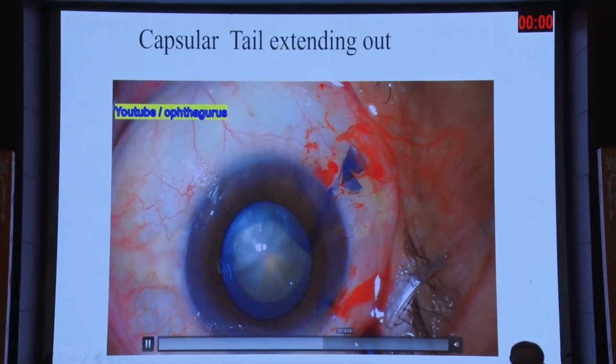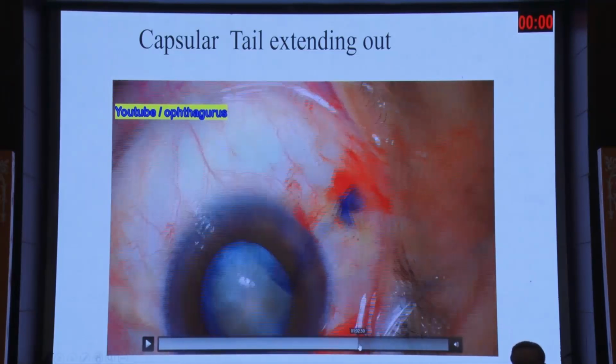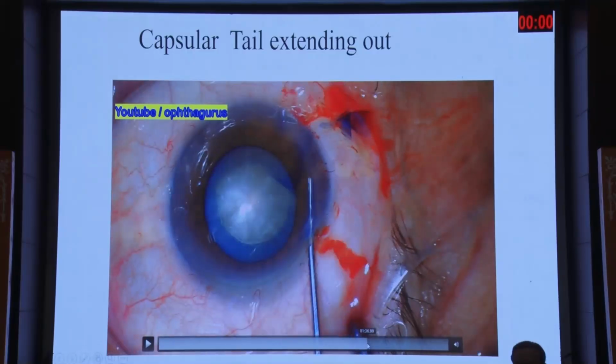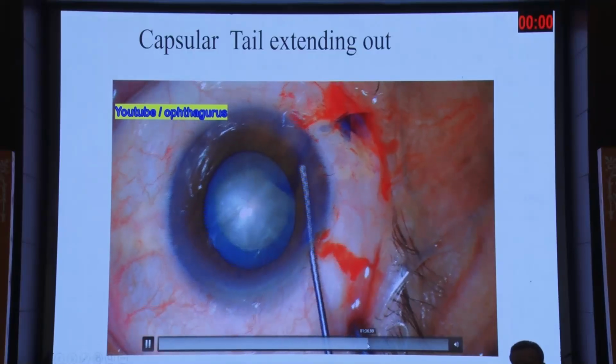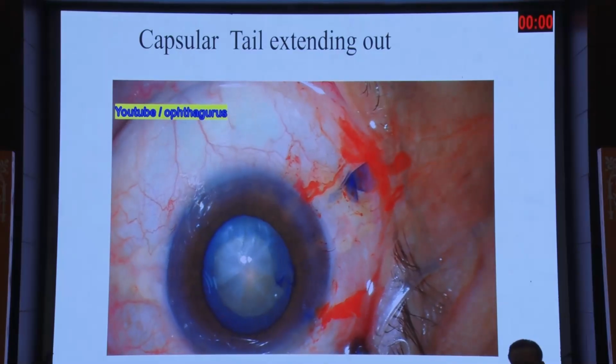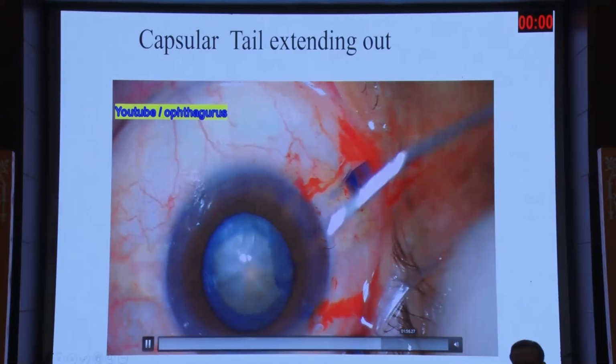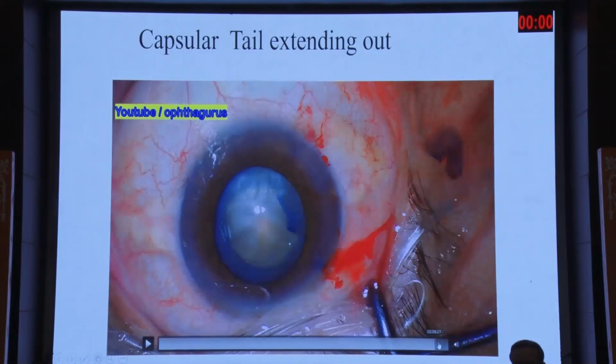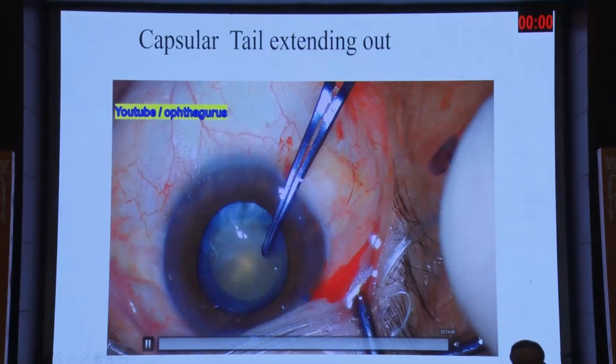So the trick here is go in, pull the tail in from the side port. Don't push it in from this place, because the moment you push in, visco will pull it out. Pull it in, nip it, complete the rhexis, and then you are in business.